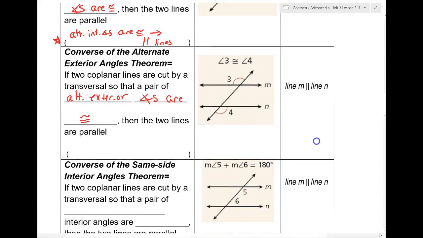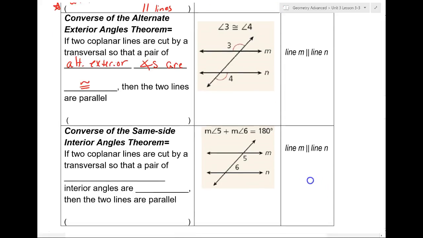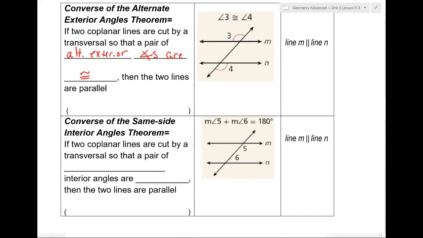And then the last but not least, it says the following. The converse of the same side interior angles theorem. If two coplanar lines are cut by a transversal so that a pair of same side interior angles are same side what? Supplementary. Then the two lines are parallel.